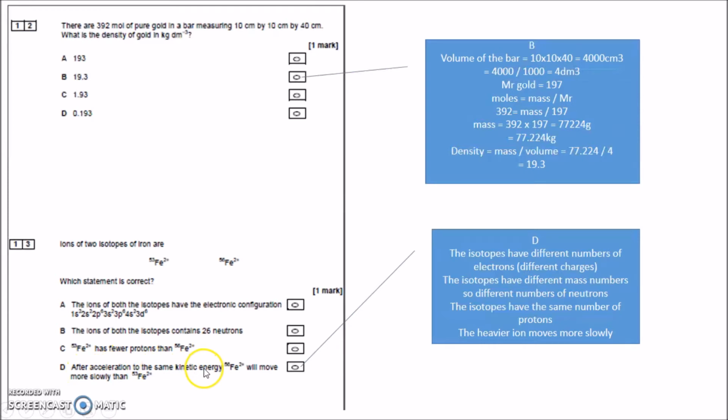After acceleration to the same kinetic energy, this ion moves more slowly than this one. Well, the heavier ion moves more slowly. That's the nature of it. The heavier it is, the more slowly it moves. So D is correct.